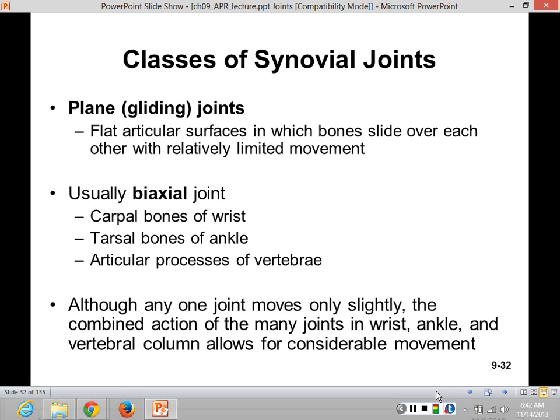So the vertebrae sit right on top of each other, and they kind of just slide. You're going to get a slight amount of movement between them, just a little bit of flexibility. They're going to glide, what? Just a little bit. They're biaxial joints.